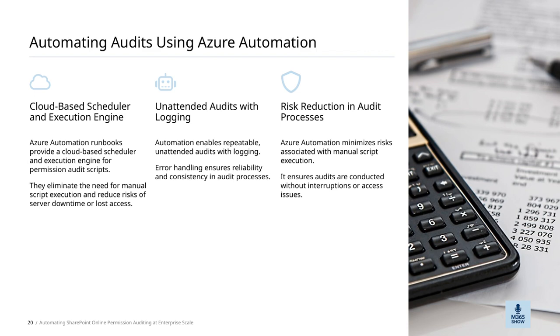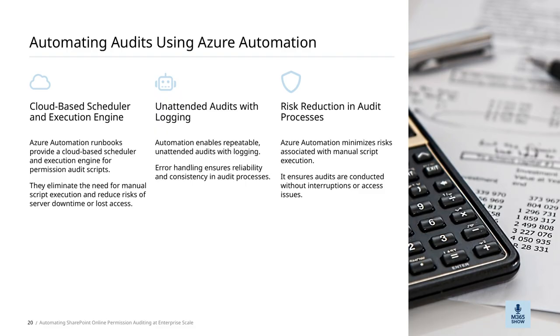Automation makes the entire process more reliable by enabling repeatable, unattended audits that include comprehensive logging. This means we have a clear record of what was done, when, and by whom, which is essential for accountability. Error handling is another critical aspect. When we set up our automation properly, it can detect and manage errors automatically, ensuring the process remains reliable and consistent over time.